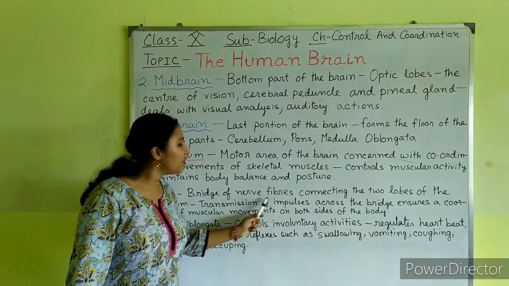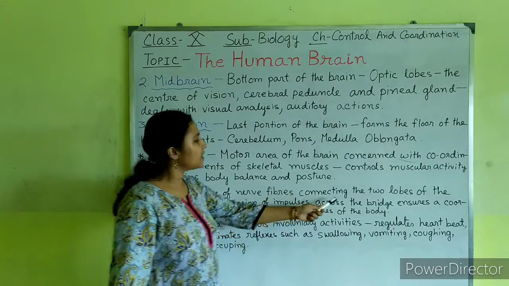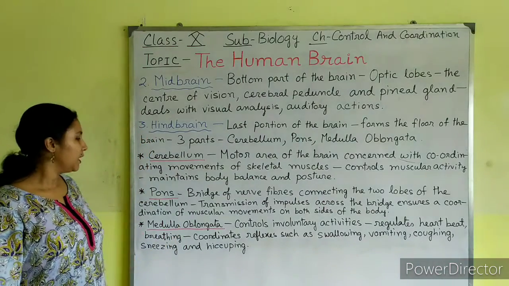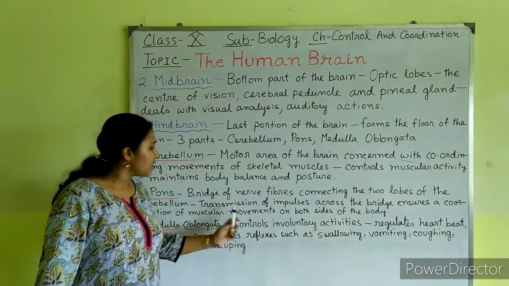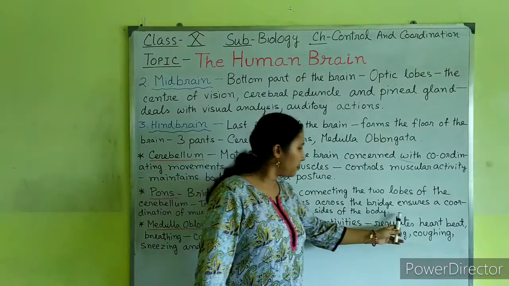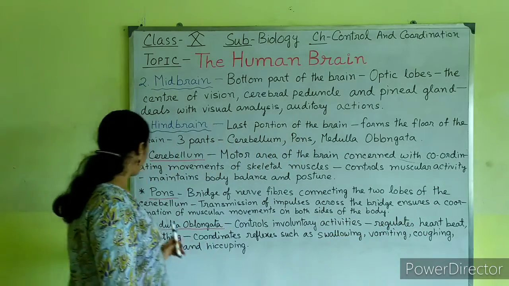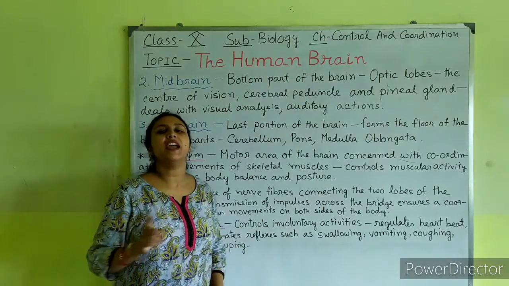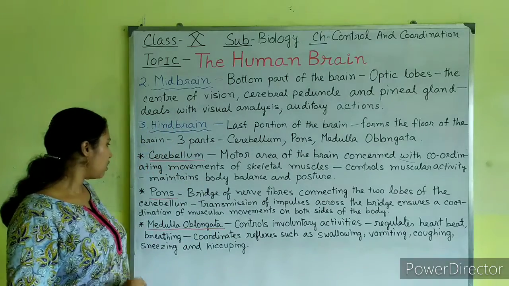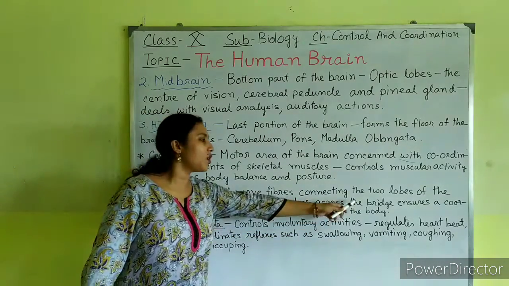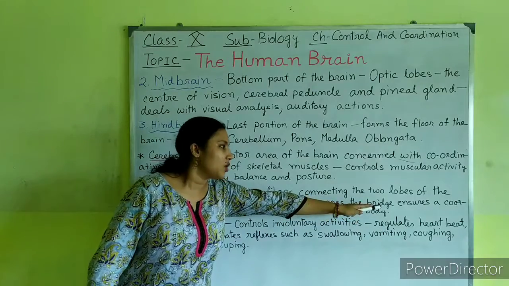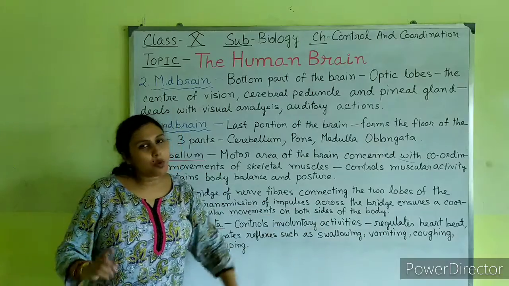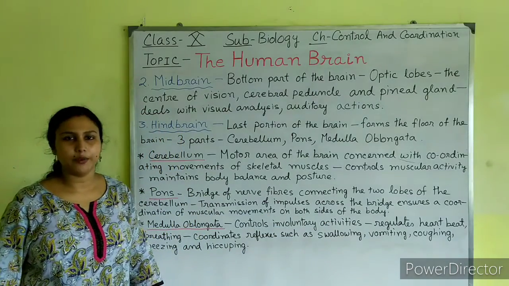Pons is a bridge of nerve fibers connecting the two lobes of the cerebellum. In the pons, transmission of impulses across the bridge ensures a coordination of muscular movements on both sides of the body.